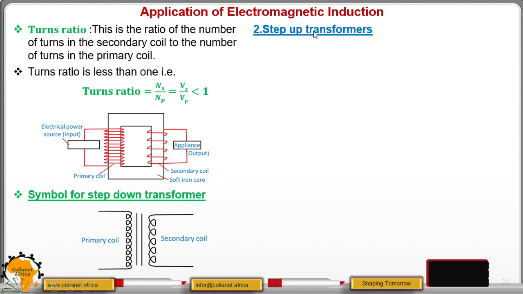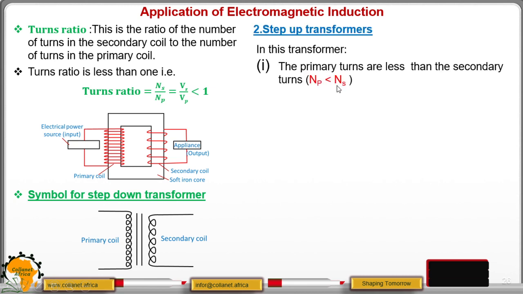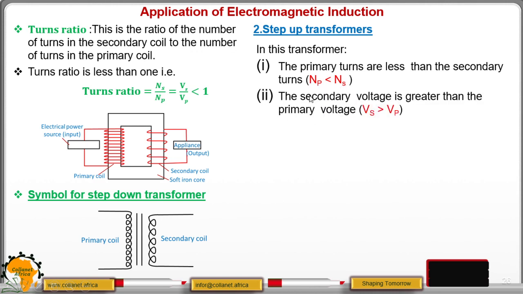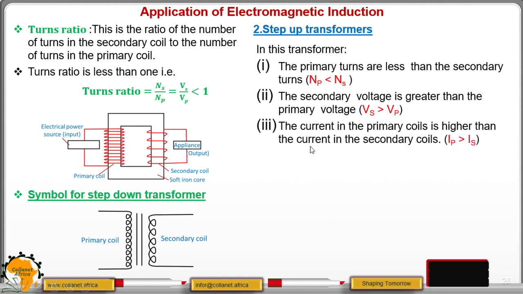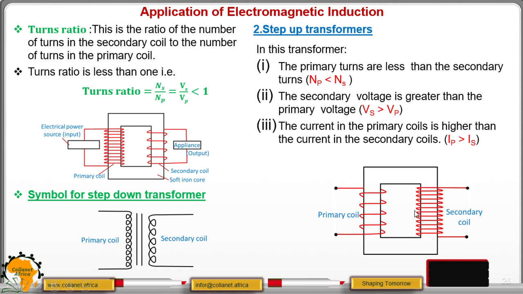Then we come to the step up transformer. Now in this one, the primary turns are less than the secondary turns. It is like the opposite of step down. In other words, NP is less than NS. The secondary voltage is greater than the primary voltage, and the current in the primary is higher than the current in secondary. So this is how it looks.